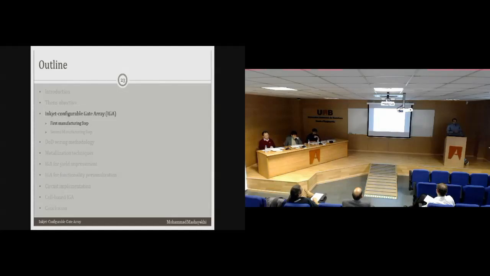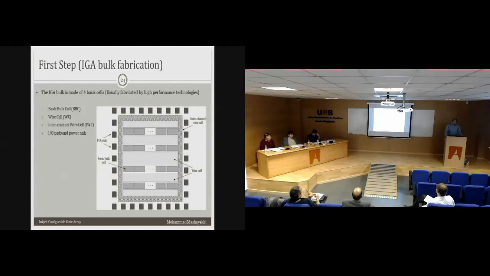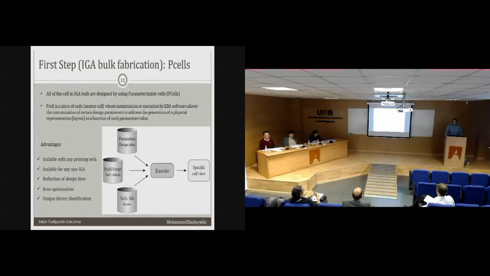So, as we said, the inkjet gate array has two steps, and I'm going to talk about both. The first step is the fabrication of IGA bulk. So we divided the IGA bulk into four main cells: basic bulk cell, wire cell, interchannel wire cell, and I/O pads and power rails.